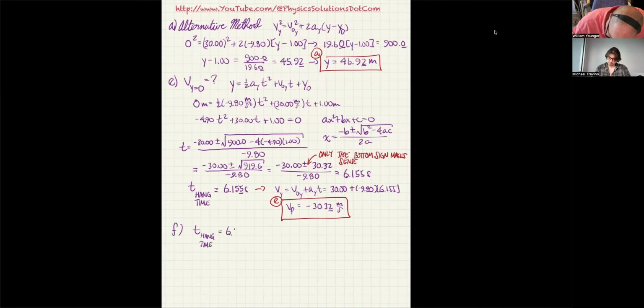is equal to 6.155 seconds. So now I also have part F solved. Any questions on that?